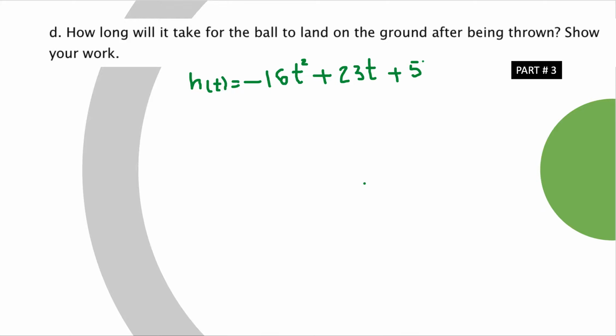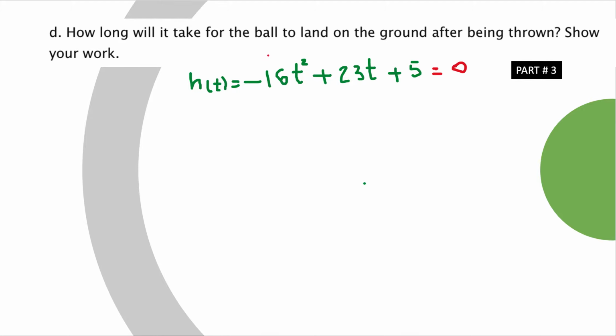So we take this formula, and we want to know how long it takes the ball to reach the ground. So we are looking to find the time t. In order to find time t, h of t is going to be equal to 0. So let me make this equal to 0. And now we are using the quadratic formula.